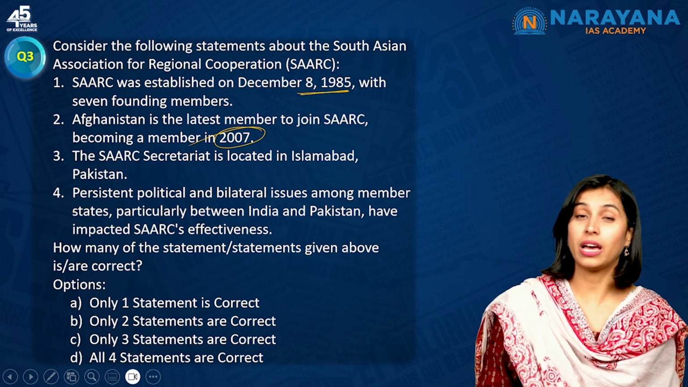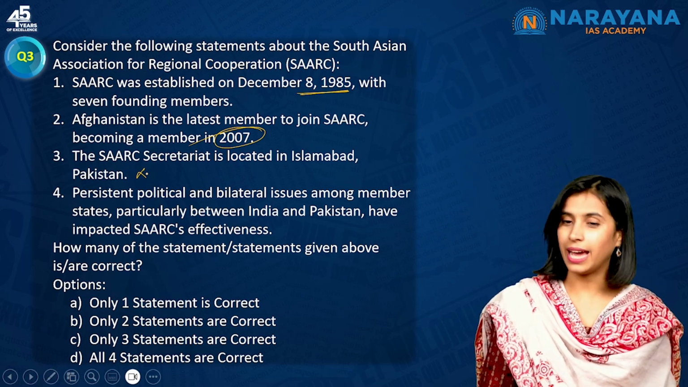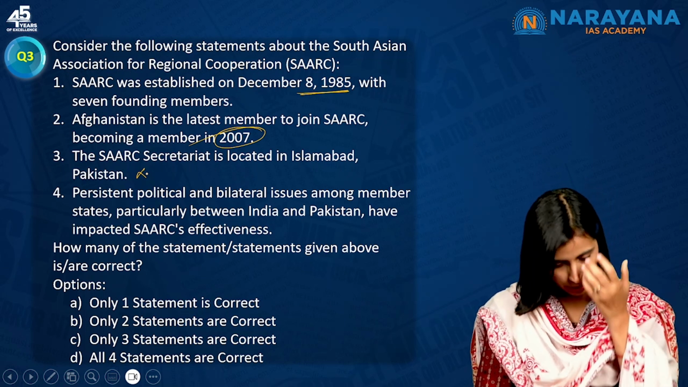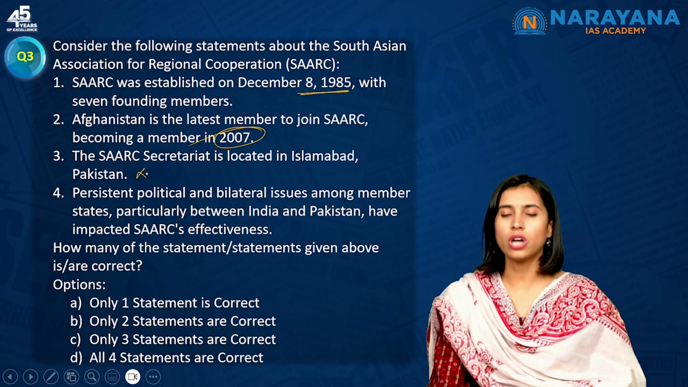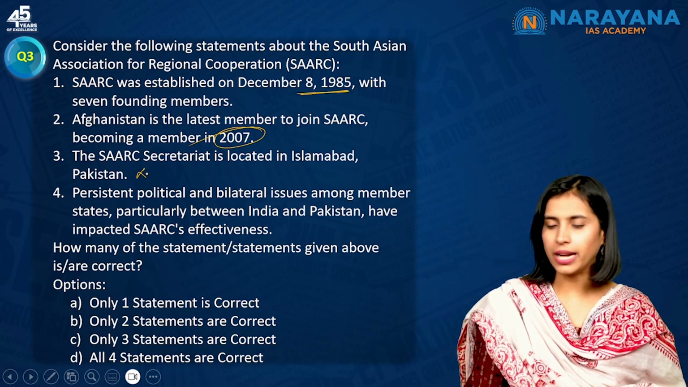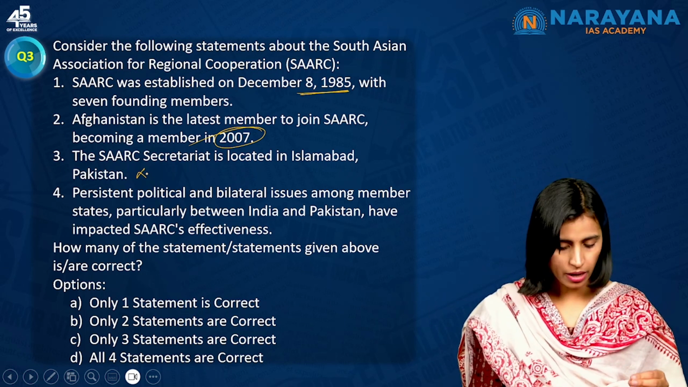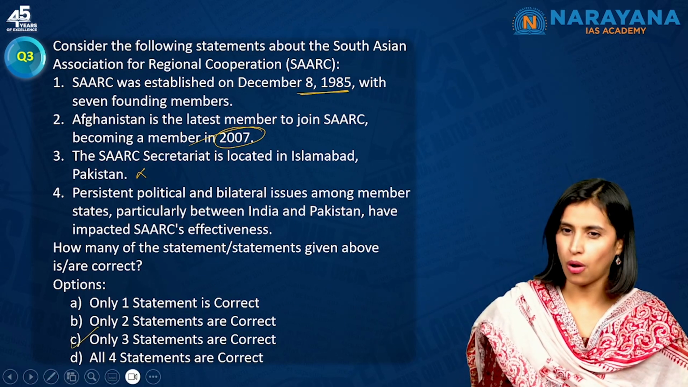Actually, it is located in Kathmandu, Nepal, and hence statement 3 is wrong. The persistent political and bilateral issues among the member states, particularly India and Pakistan, have impacted SAARC's effectiveness. We specifically talk about how SAARC is impacted as a result of lack of cooperation or poor bilateral relationships between the member countries. And hence, how many statements are correct? Your answer is going to be only 3 statements are correct, as the 3rd statement is wrong.